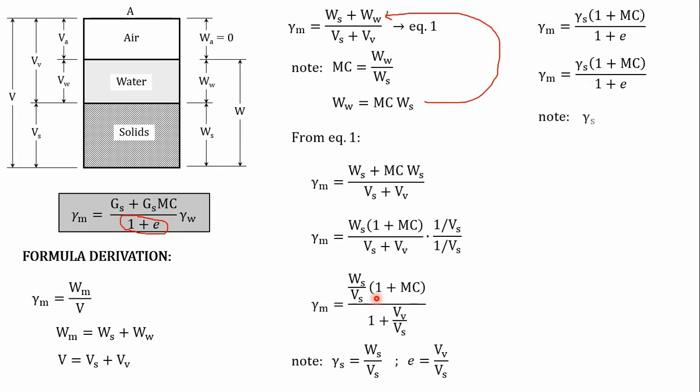Note that unit weight of solids is equal to Gs times unit weight of water. It comes from this: Gs is equal to unit weight of solids divided by unit weight of water. So, unit weight of solids is equal to Gs times unit weight of water. So, let's erase it.